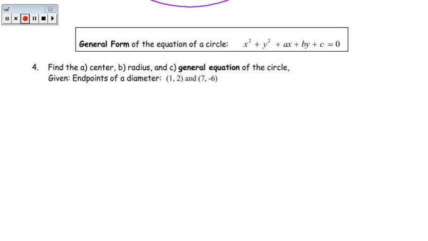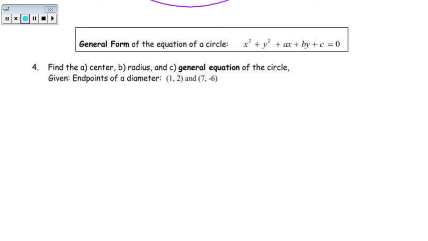Okay, so all these conics have general forms, and kind of looking this way for the circle. X squared plus y squared plus ax plus by plus c. A is the center, B is radius, C general equation of the circle. So we want to find all these things given these certain endpoints of the circle here.